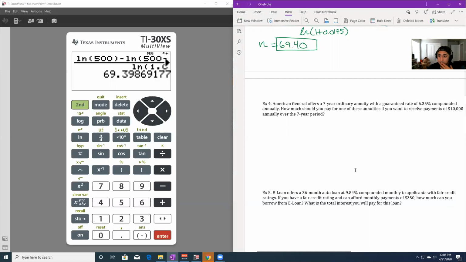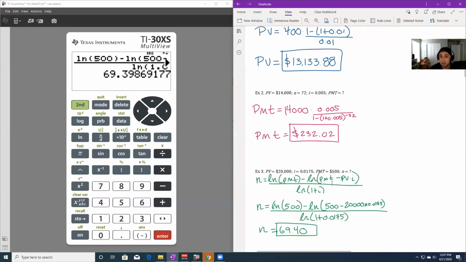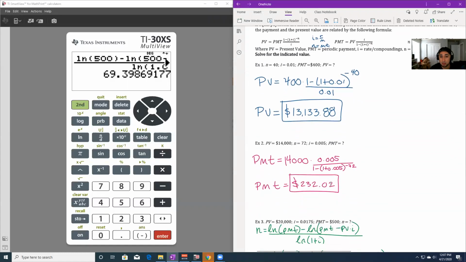All right. But here it says, how much did you pay for one of these annuities if you are receiving payments? So this means it wants to know what is the present value. If we want to receive $10,000 payments over a 7-year period, it wants to know how much money we are going to put in. So this means that we are using the present value formula. Okay, so with that being said, let's go look at it again. I'll write it down below while we're looking at it.